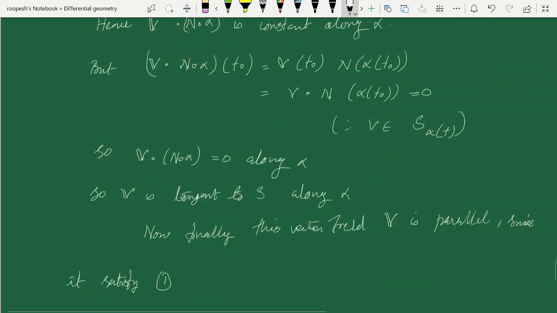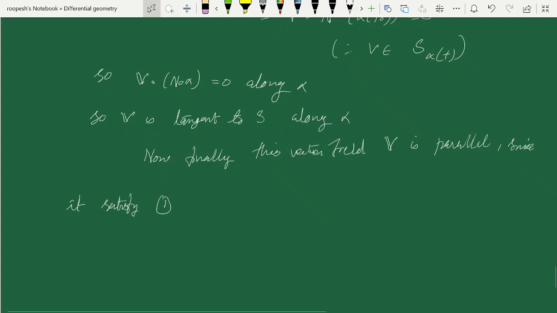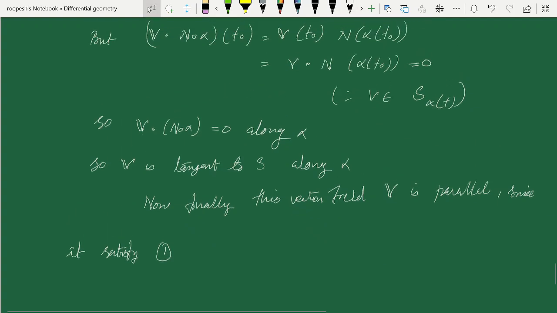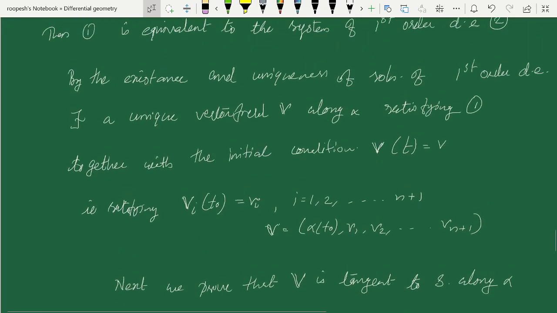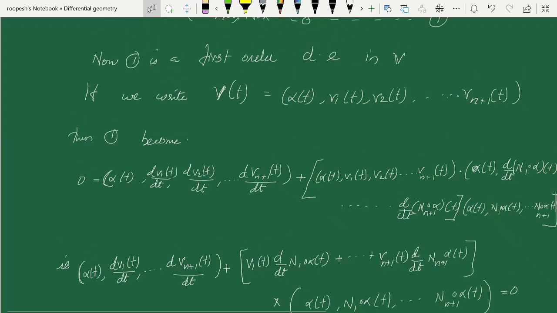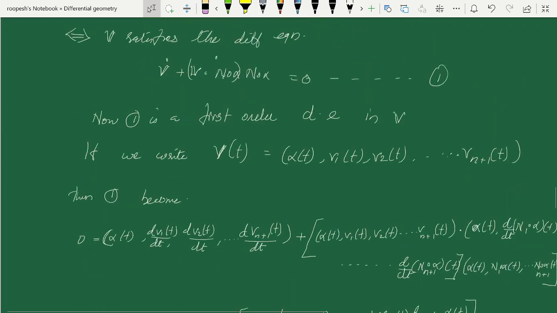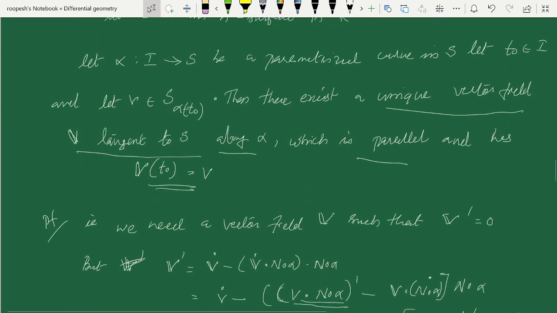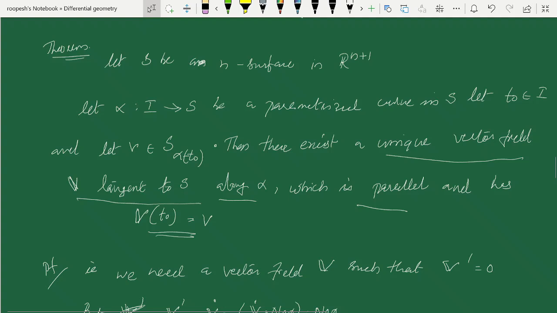So today we have proved the theorem that if S is an n surface in R n plus 1 and alpha from I to S is a parameterized curve, t naught belongs to I and V belongs to S at alpha of t naught, then there exists a unique vector field V tangent to S along alpha which is parallel and has V of t naught equal to V.